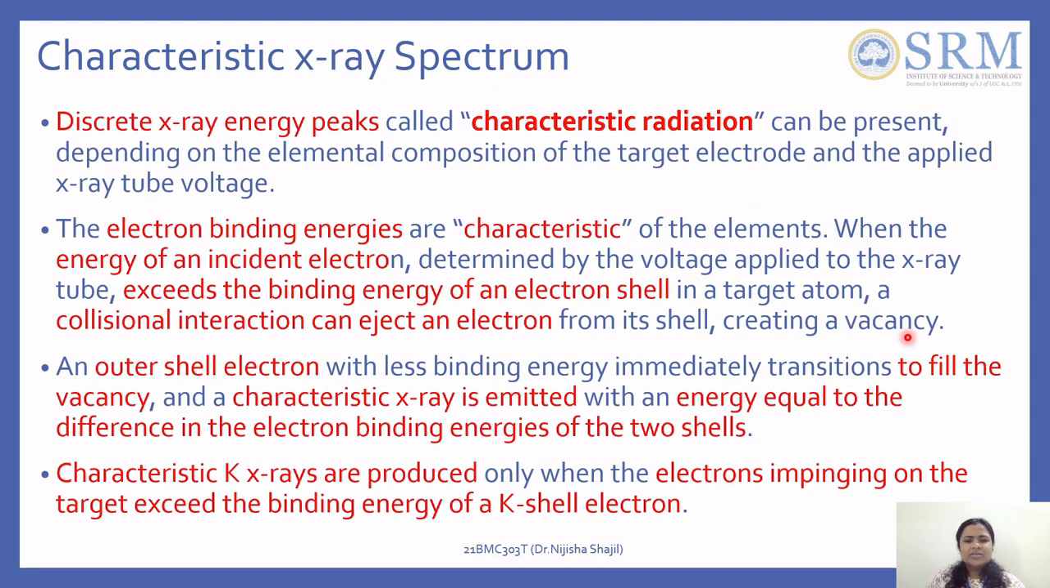So whatever I have told, I have explained here. They are discrete X-ray energy peaks. Okay, how is that peak coming? Because of the difference in the shell. And why do you call it characteristic? It is based on the material.